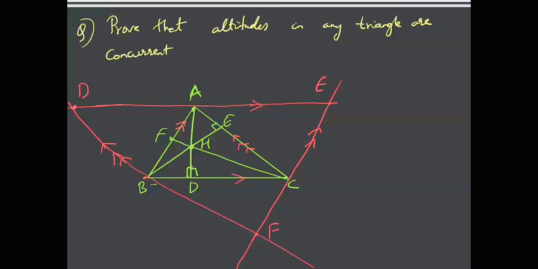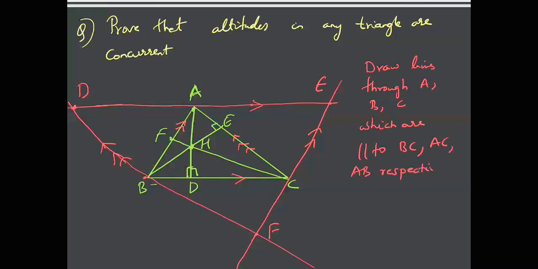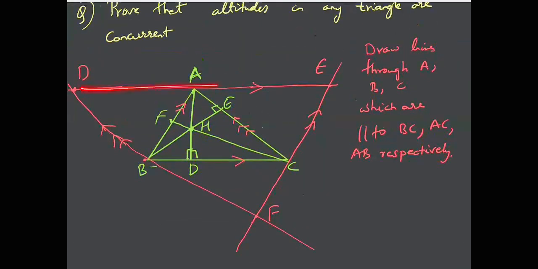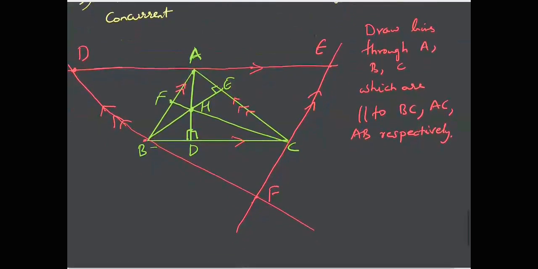So what I have done, drew lines through A, B, and C which are parallel to BC, AC, AB respectively. This is what we have done. So we have drawn lines through all the vertices of the triangle which are parallel to the opposite side. That is, this line DE is parallel to BC, this EF is parallel to AB, and this DF is parallel to AC. Okay, so this is what we have done.